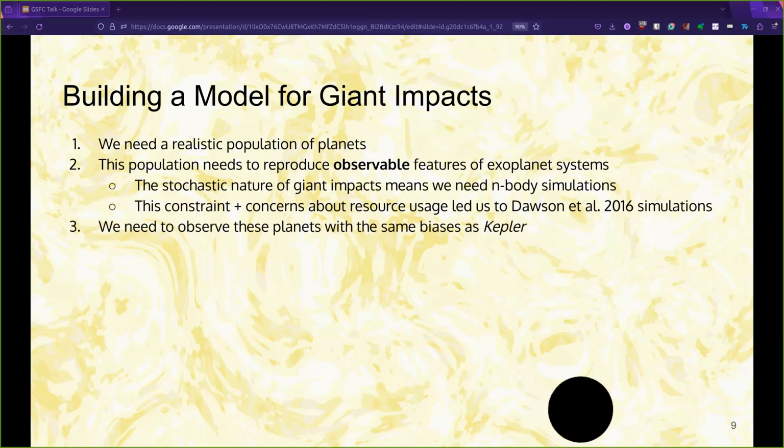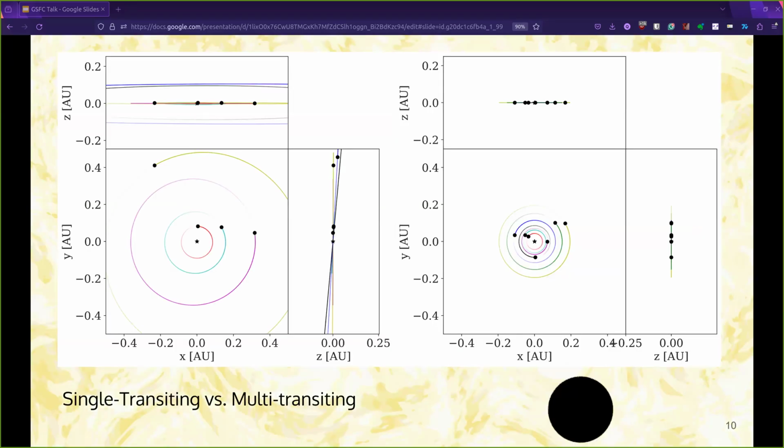We also need to observe them with the same biases that we got from Kepler or TESS, in order to accurately infer what's going on. And so what I did was take simulations that had already been done in Dawson et al. 2016, and basically apply this giant impact formalism on top of it.